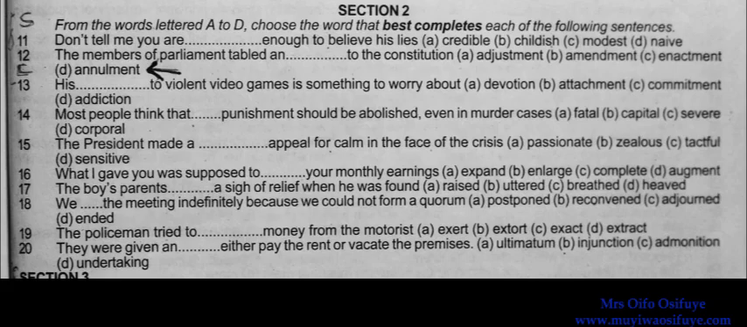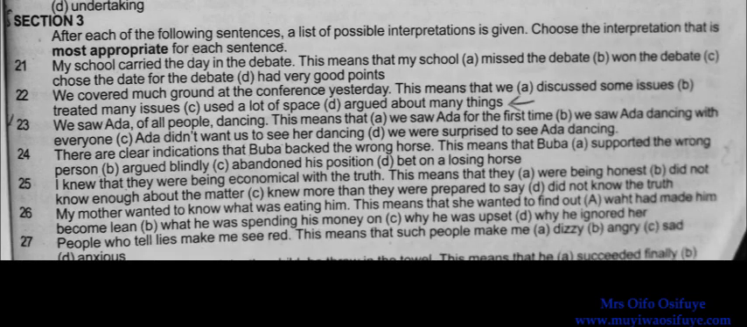We have looked at section 2 and used 2 examples. Now we are going to go to section 3. In section 3, we also have a different instruction, and the instruction says, after each of the following sentences, a list of possible interpretations is given. Choose the interpretation that is most appropriate for each sentence.